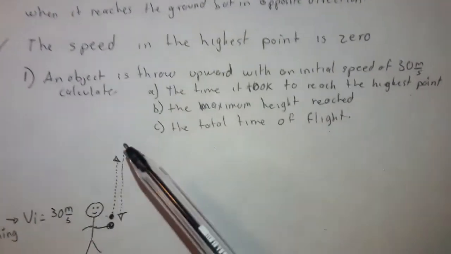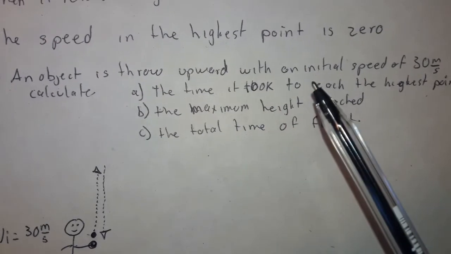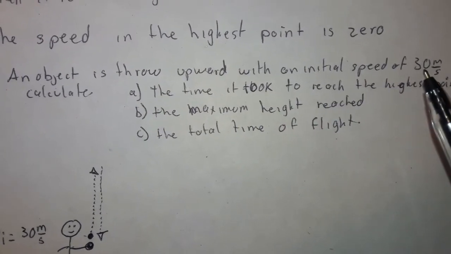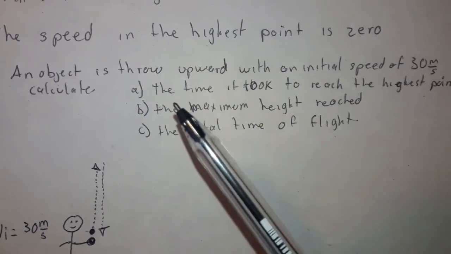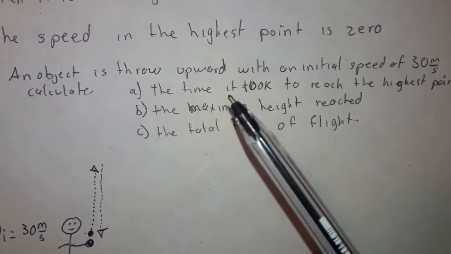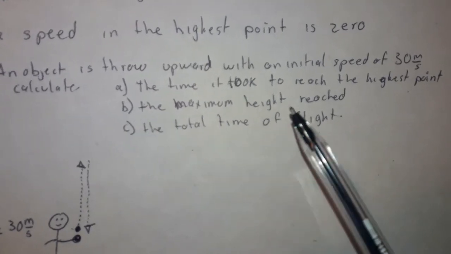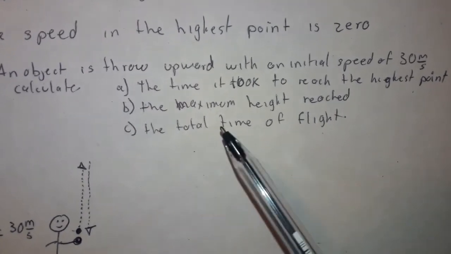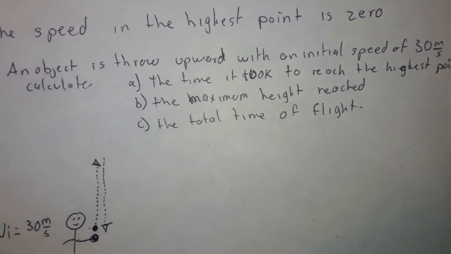The problem goes like this. An object is thrown upward with an initial speed of 30 meters per second. Calculate: A, the time it took to reach the highest point, B, the maximum height reached, and C, the total time of the flight. This is what I'm going to explain now.